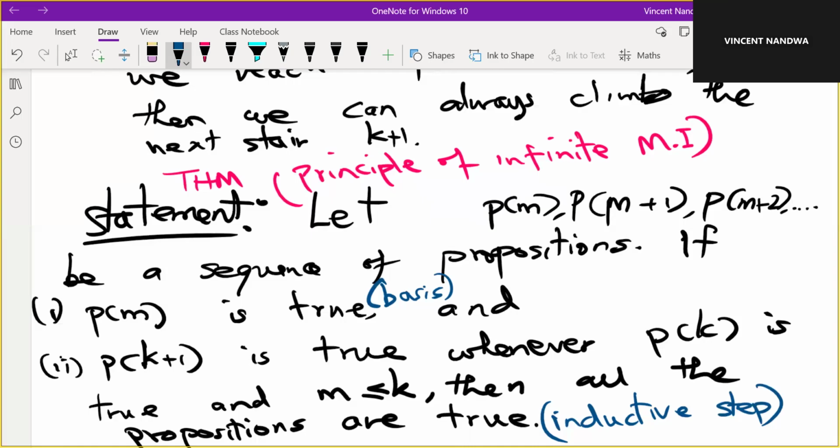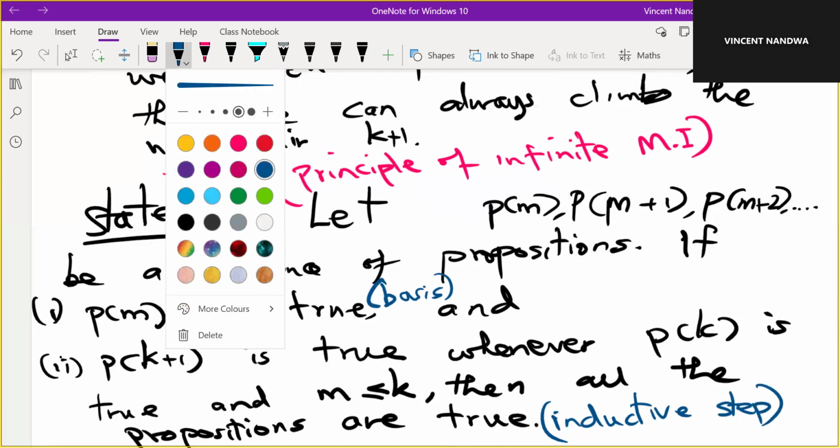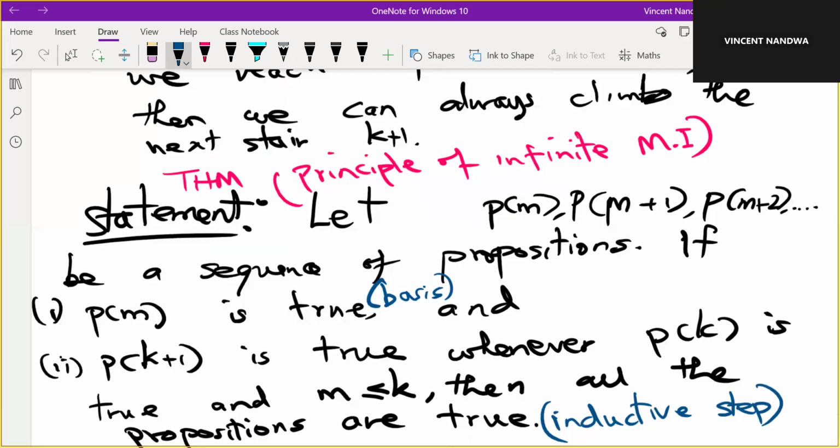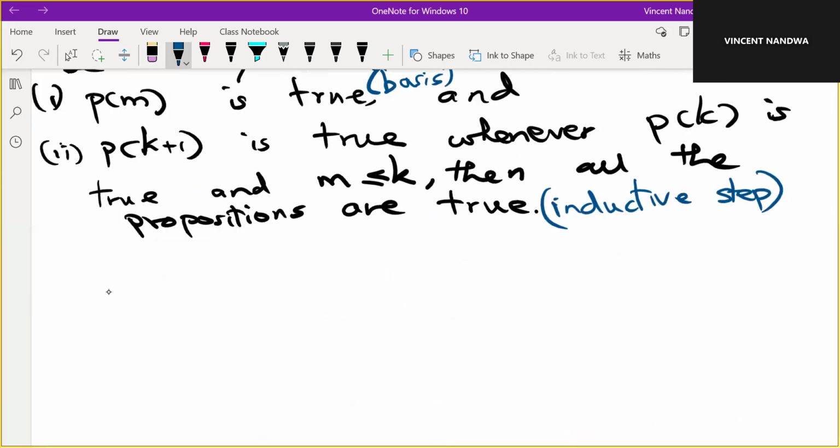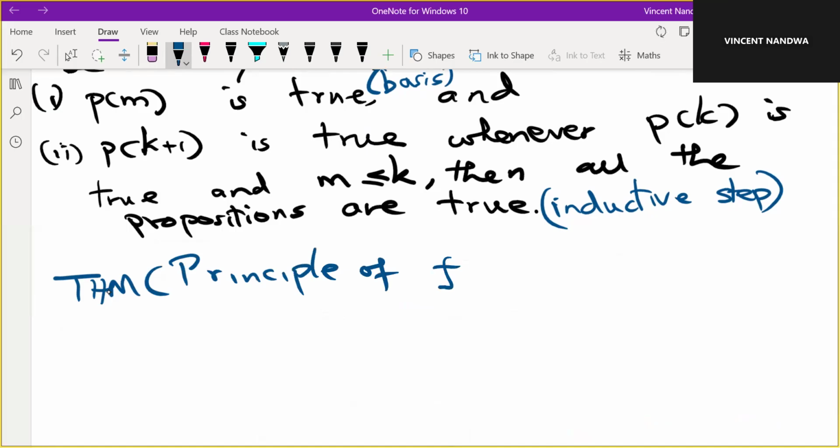Still not yet done? Okay, good. So then now, this is a principle of finite mathematical induction. Let's give the principle of finite mathematical induction. Then now we give a summary on how the steps need to follow, okay? So theorem, principle of finite mathematical induction.